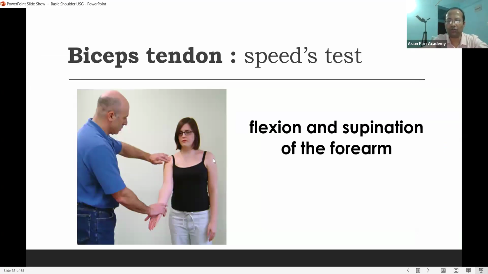So how do we examine the biceps tendon to see if it is normal or not? Flexion and supination of the forearm: as an examiner, you will resist the flexion and supination of the forearm. This is called the Speed test. You start the test in a neutral position and the patient will try to flex and supinate against your resistance. If there is pain in the bicipital groove area, then you can diagnose bicipital tendinitis.